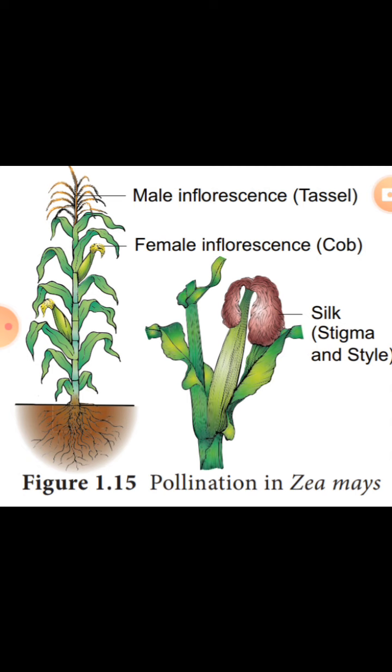The large moist pollen grains are large and heavy and cannot be carried by a light breeze. So the main agent, wind, acts as the pollinator. For example, the male inflorescence is called the tassel and the female inflorescence is the cob. This helps pollination by anemophily.